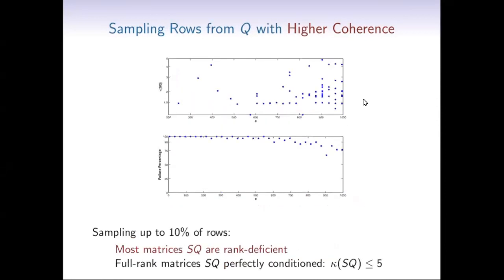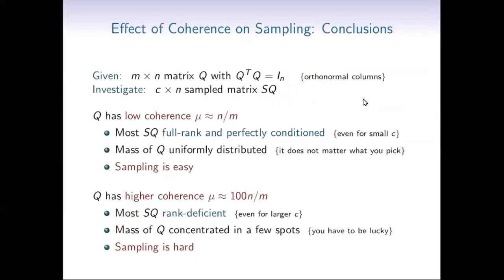However, if we increase the coherence by a factor of 100, meaning the mass is more concentrated or not so distributed anymore, then most of the time we don't get a full rank matrix. Most of the time we fail. In the few instances where we get a full rank matrix, yeah, the condition number is great, it's below 10. But most of the matrices are rank deficient and not really useful for a least squares solver.